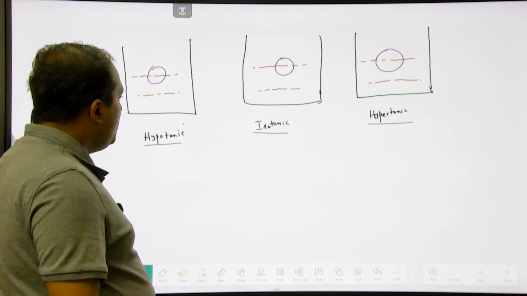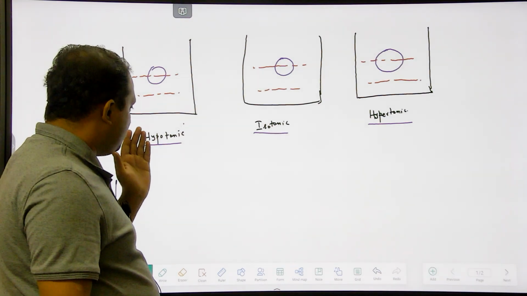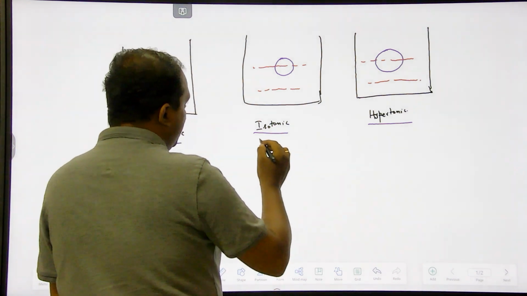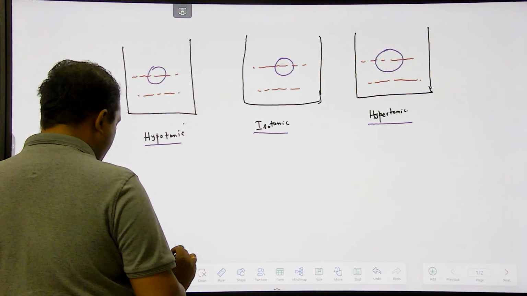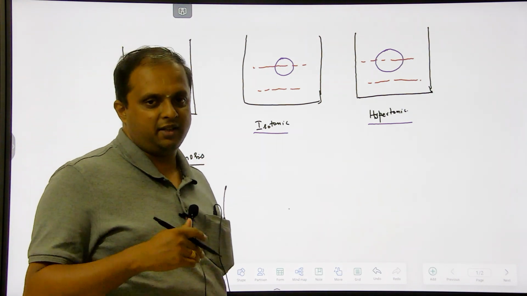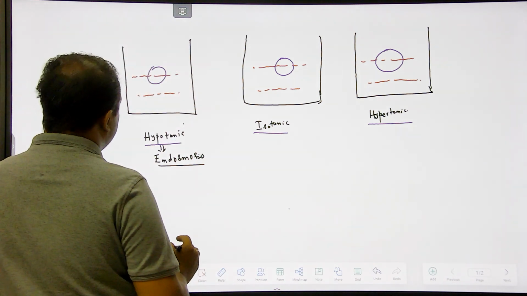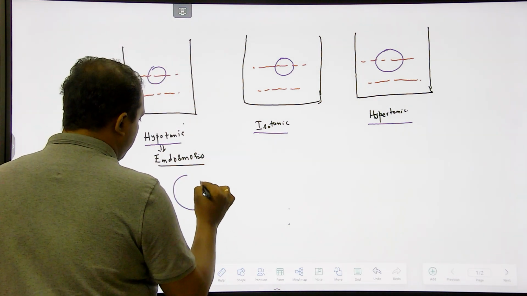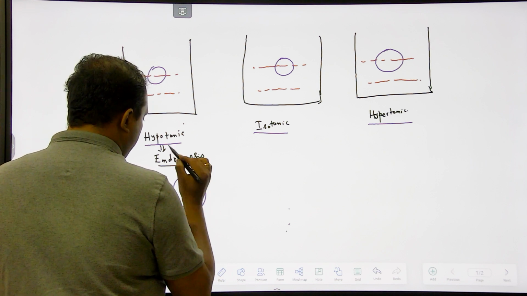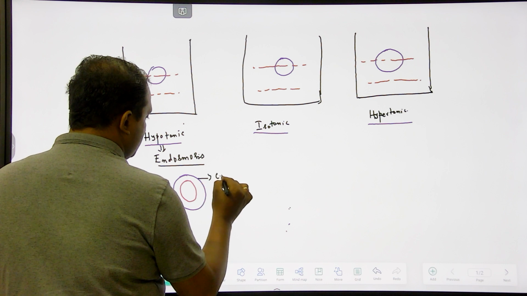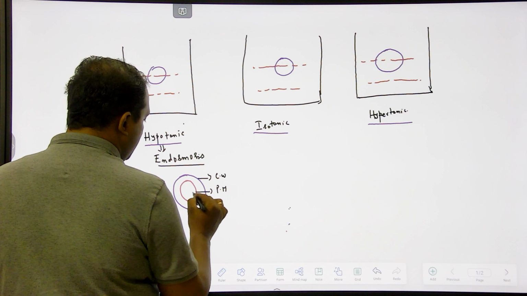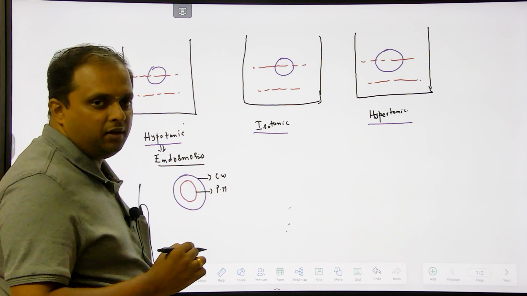Now, here you have three solutions as described in the previous discussion. You have a hypotonic, isotonic and hypertonic, and we are going to place a cell. So here we expect endosmosis to happen. So what is endosmosis? Gaining of water inside the cell. Let's assume that this cell is going to be a plant cell which has an outer cell wall. This is the cell wall, this is the plasma membrane, and this is the protoplasm inside. Hope you get this picture.